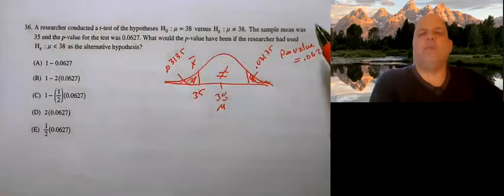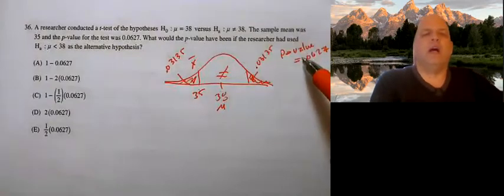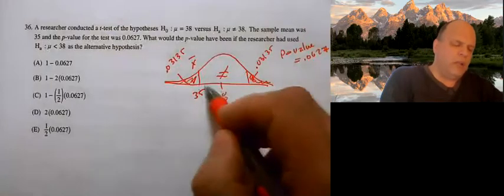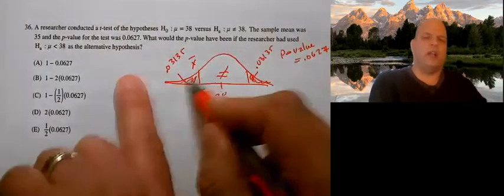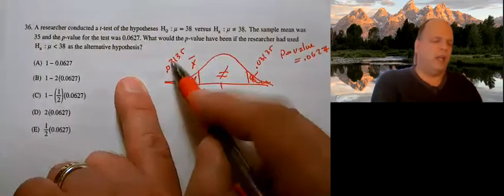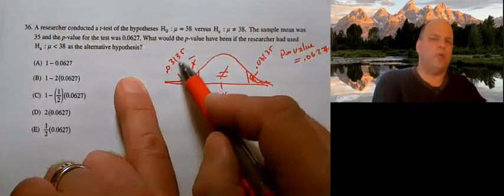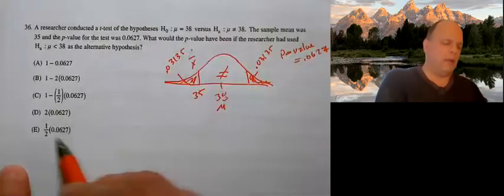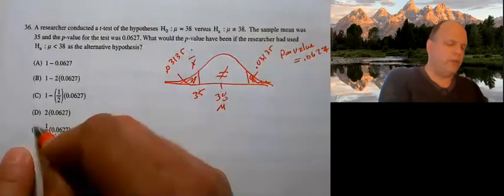What would the p-value have been if the researcher had used an alternative of mu less than 38? Oh, less than, that's this direction. Had they used the less than, it would have been 0.03135. Well, how did I get that? I multiplied by 1/2. So this is E.